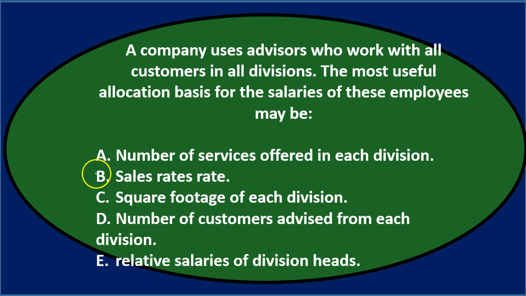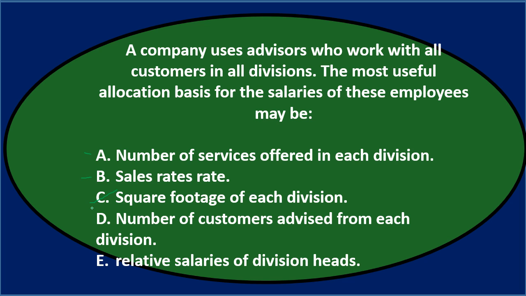Now we might think, well, if there's more services in one division, then maybe that would be a good ratio to use to allocate. So I'll keep that for now. B says sales rates, and again, we might tie it to sales for each division, because you would think that the person would spend more time within the sales of one division. C says square footage of each division. Now this is often used for some types of allocation, but usually rent or possibly utilities. Doesn't seem like it would be appropriate. Square footage doesn't necessarily mean they're going to spend more time there advising.